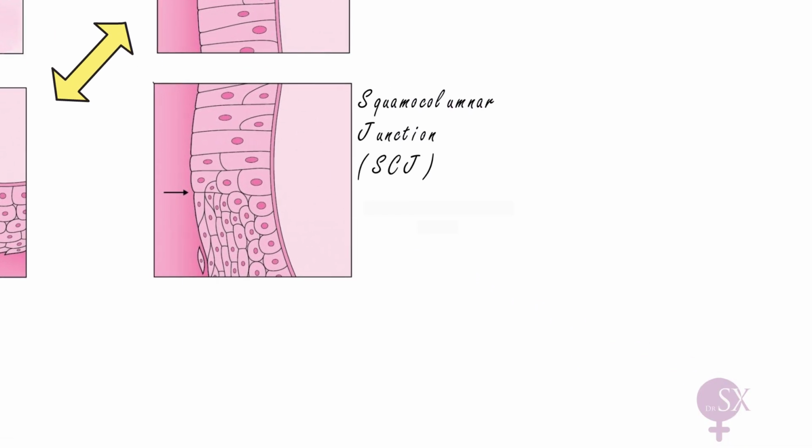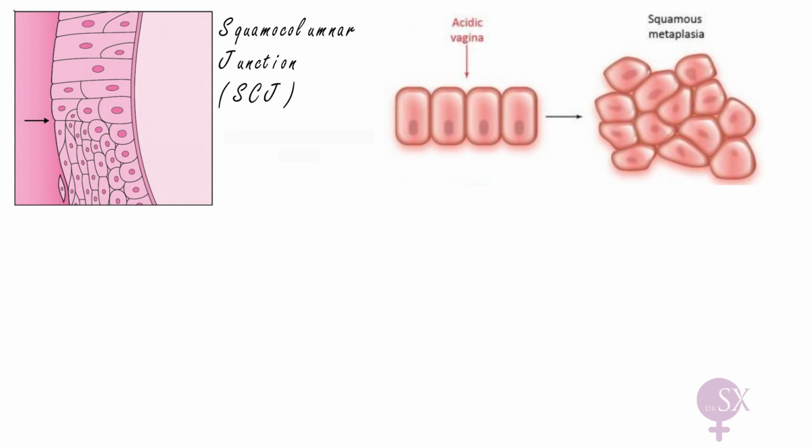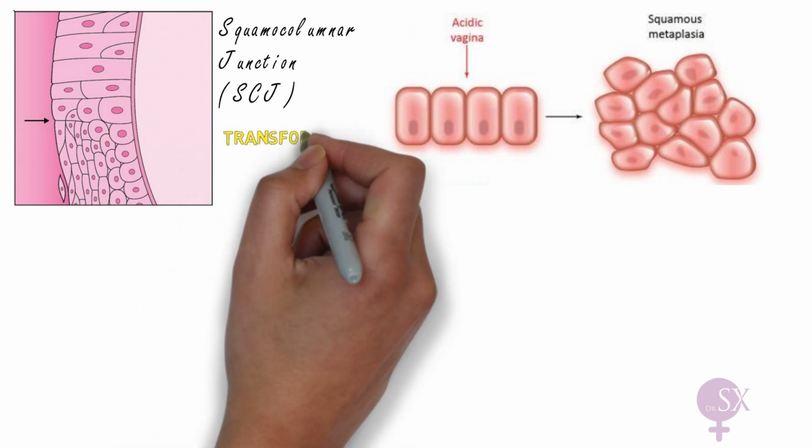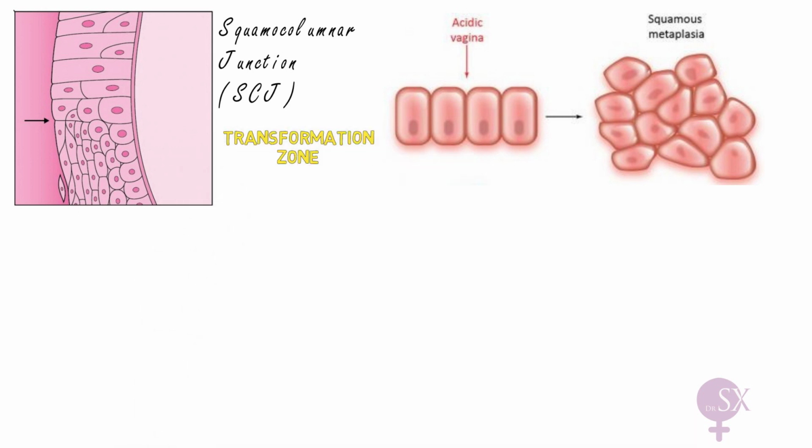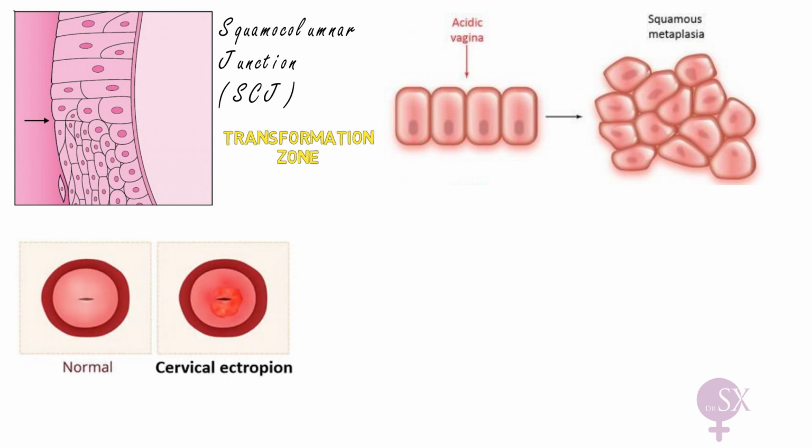Now in normal circumstances, the acidic pH in the vagina will result in metaplasia of the exposed columnar cells into squamous cells. And this area of changing cells is referred to as the transformation zone. The columnar cells become exposed to this acidic pH because of eversion of the cervix, which occurs in hyperestrogenic states such as puberty, pregnancy, and women on the pill.